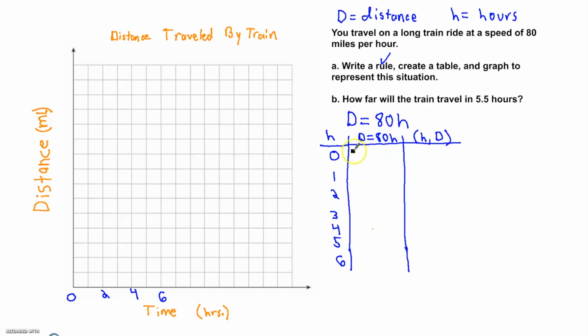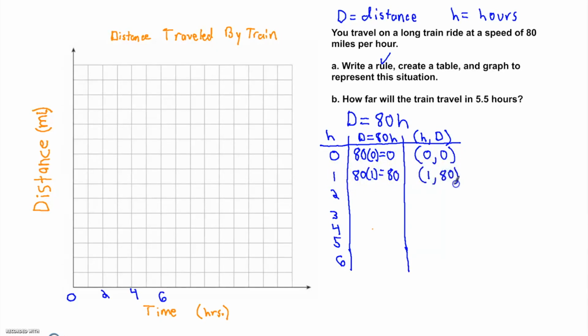That's what we need to do. So I've got that the distance is equal to 80 times 0, which would be 0. So what is the point that we get out? We get the point 0, 0. After no hours traveled, we plug in 0 into our function rule. We get out 0 distance. Then I'll do 80 times 1. After 1 hour traveled, that's going to be 80 miles. What point is that? The point 1, 80.